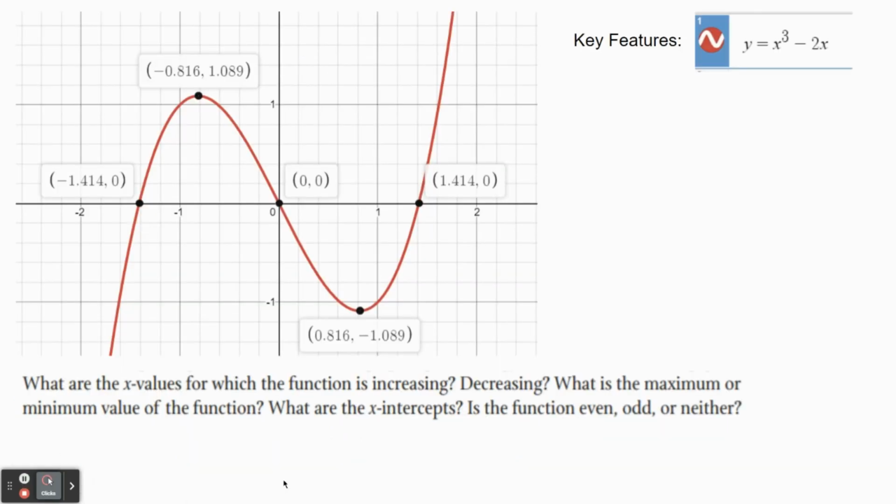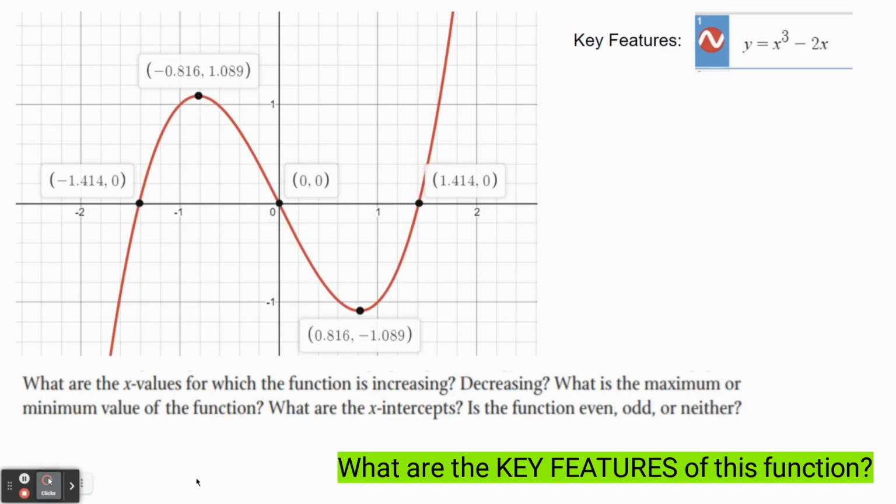Rather than work with a parabola, I decided to work with a polynomial, x³ - 2x. It kind of looks like a roller coaster of a function. There are a couple different places on this particular function that are increasing or decreasing, and there's several different domains, and I want to go through each one of these questions.